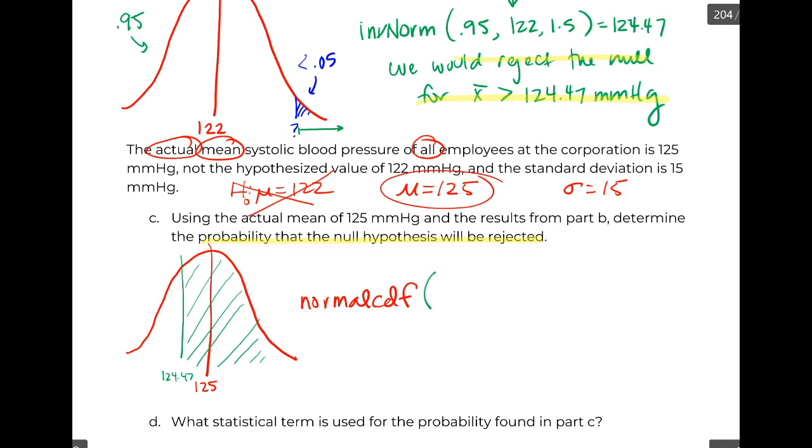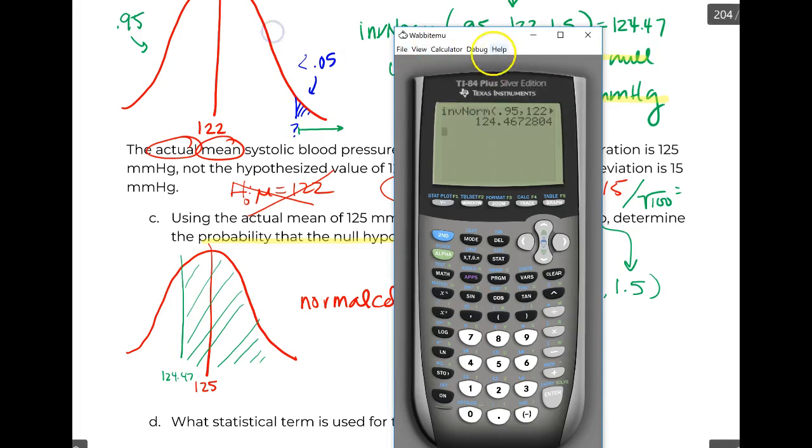So we're going to do normal CDF of 124.47 up to E99 for a mean of 125 and a standard deviation of 1.5. That would be an easy mistake to make here, is forgetting that if we're doing this for sample means, we've got to use that standard deviation for our sample mean. I needed to convert that to the standard deviation for x bar. So let's see what the probability is.